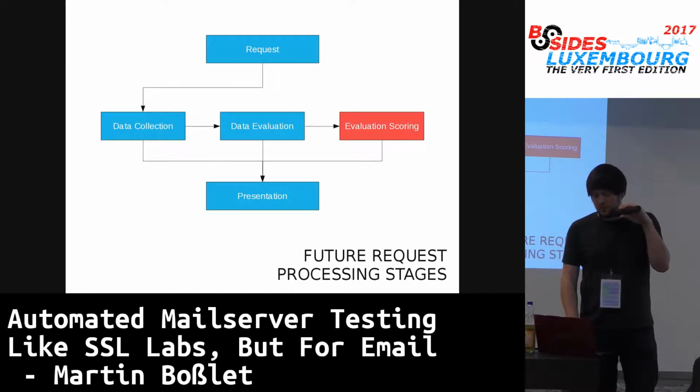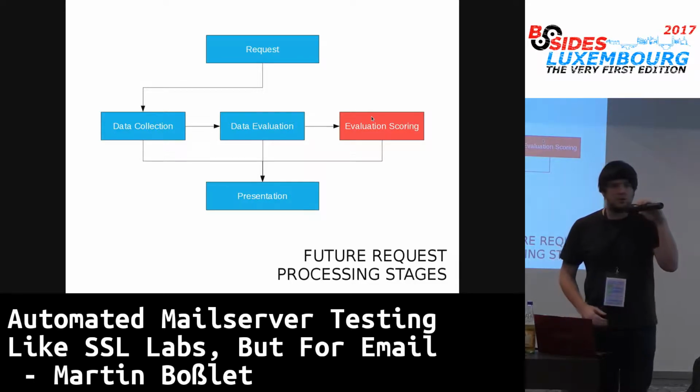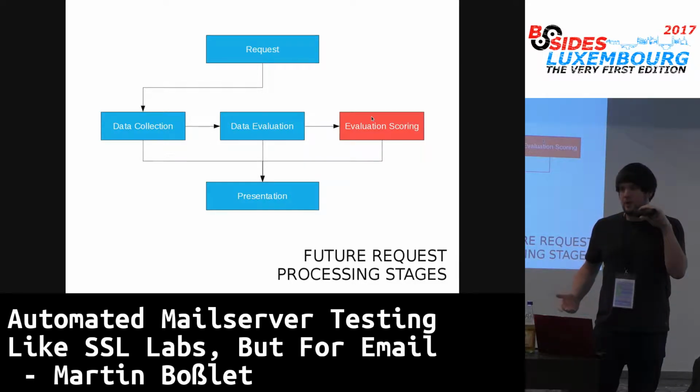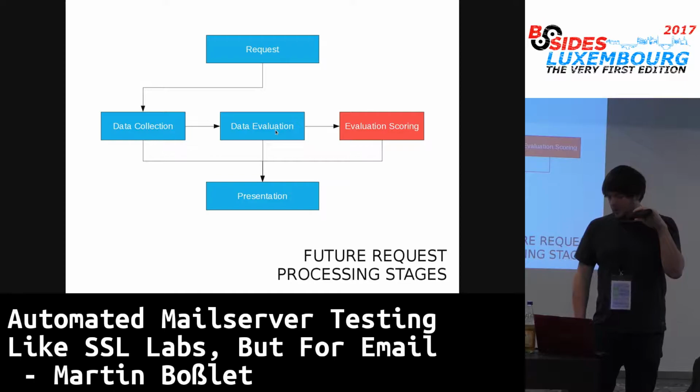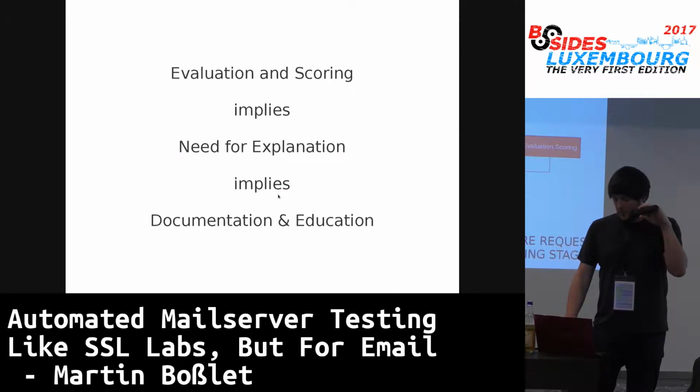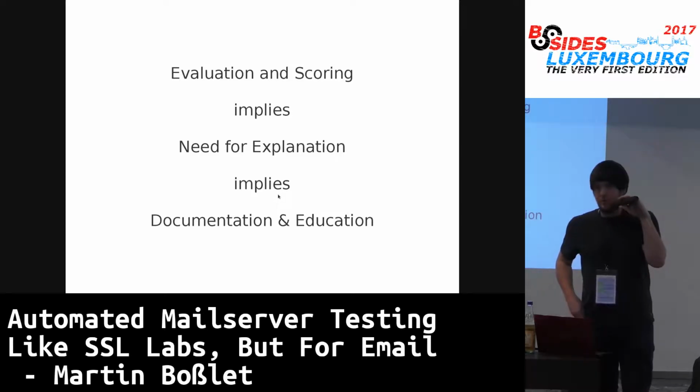To present such a result, we need some form of scoring. Like SSL Labs has its grades, we need to score too. And so what we want to add in phase 3, let's call it, is another phase that takes the evaluation and then puts weights and scores to that, and then outputs these grades or scores to the user. So that's one thing.